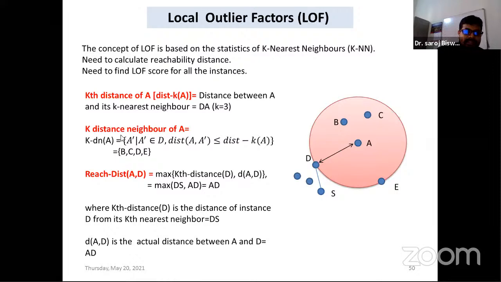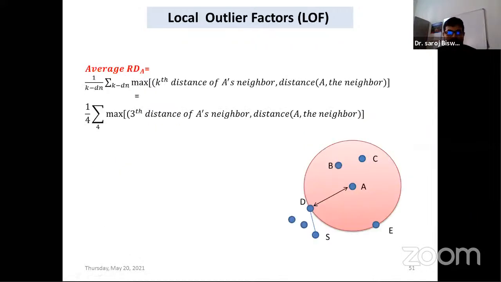Whether the three distances are clear or not, 1, 2, 3, because the working principle of this algorithm depends on these three definitions. This is the distance, this is the distance, and this is a set. So if it is clear, then coming here to find the average reachability distance of A.